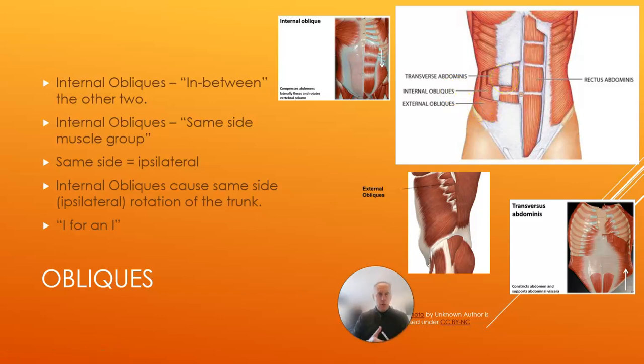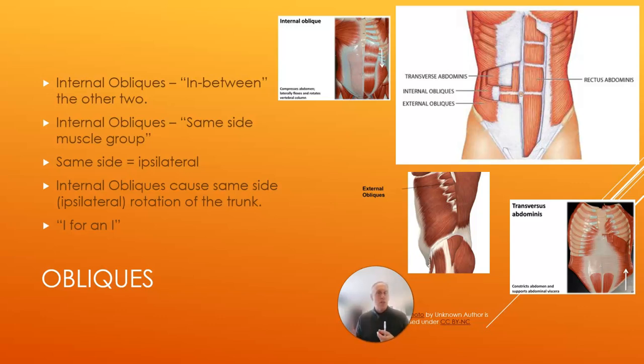And then another way to look at this, and I went into it in class, is that the internal obliques are same side muscle group, meaning when you rotate to the left, as I'm rotating to the left, I'm contracting the obliques on the left side of my body. It's the same side contraction, meaning it's ipsilateral. And I drew this out the other day. If ipsi is on one side, contralateral is the opposite. So the internal obliques on my left side are contracting as I rotate to the left. It's an ipsilateral contraction. Again, another version of an I for an I.